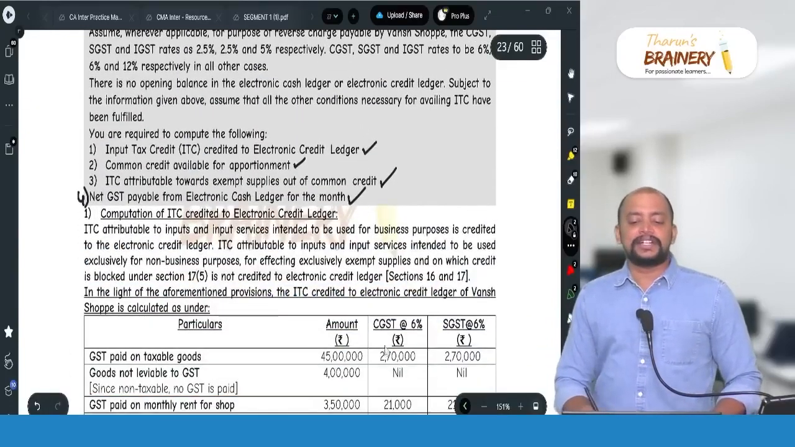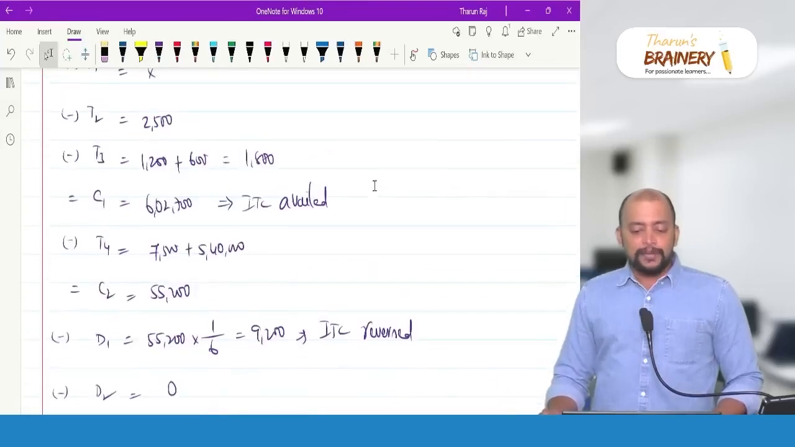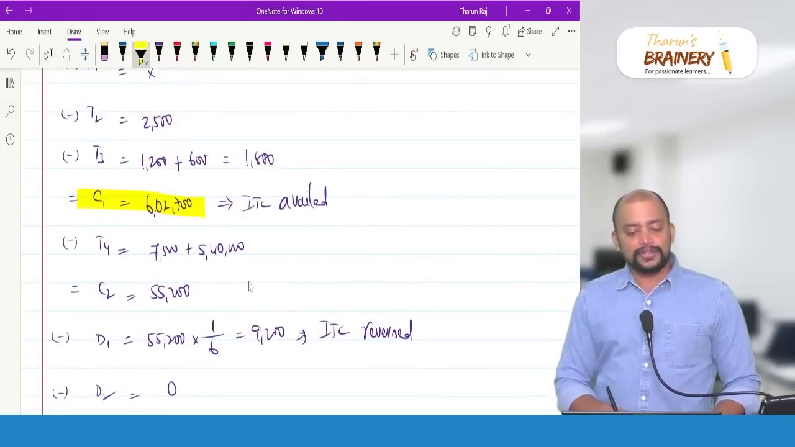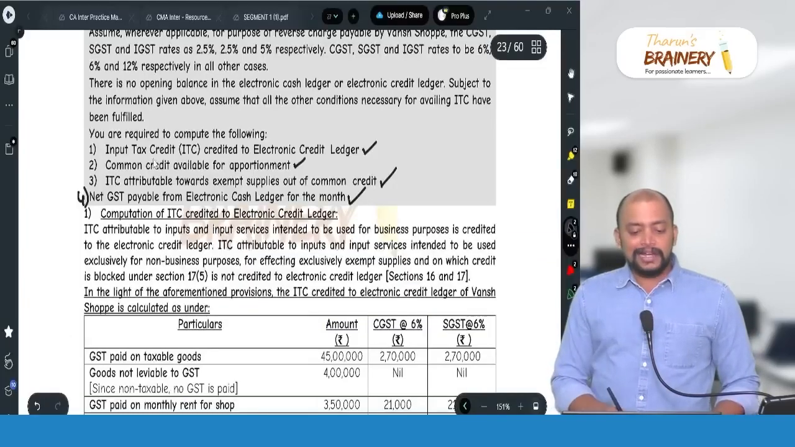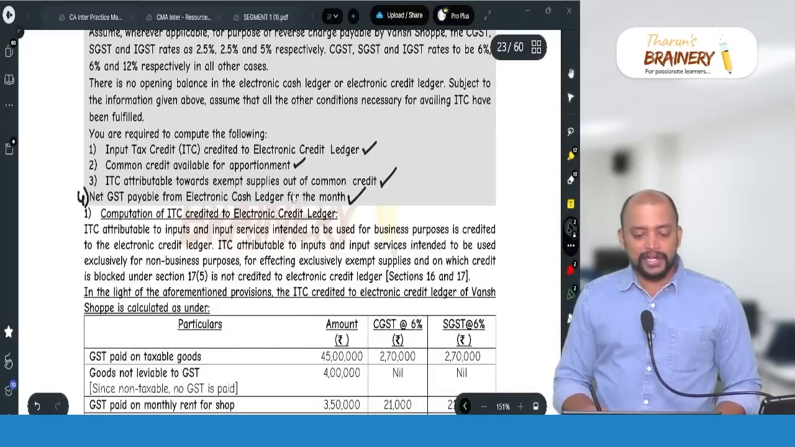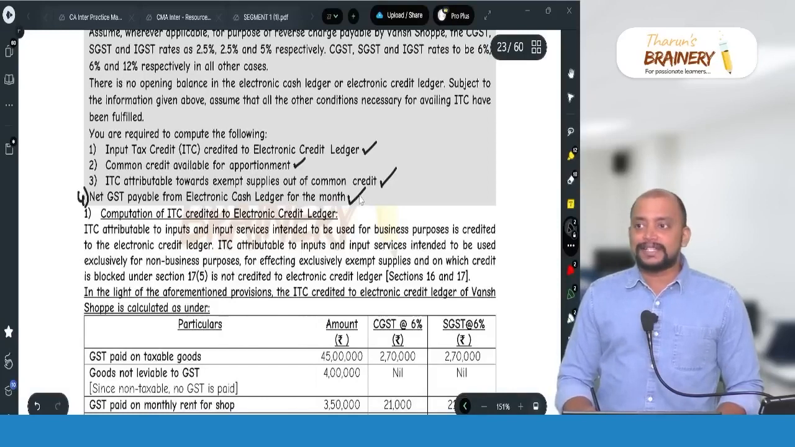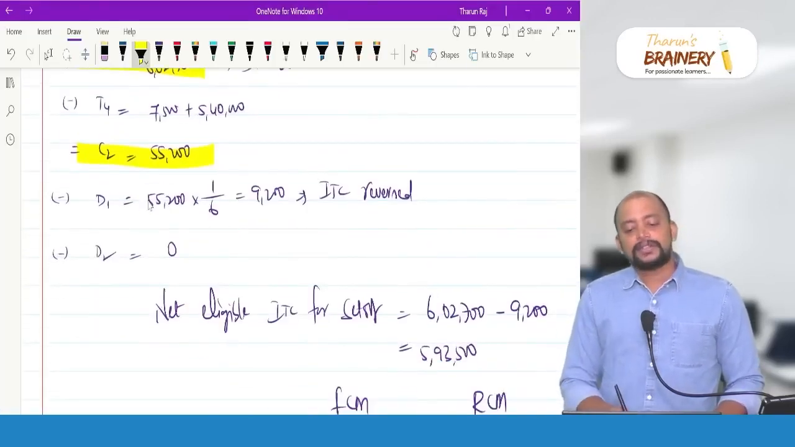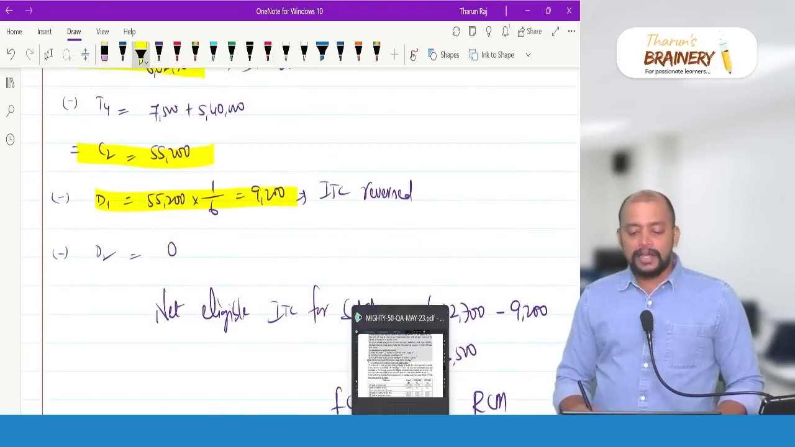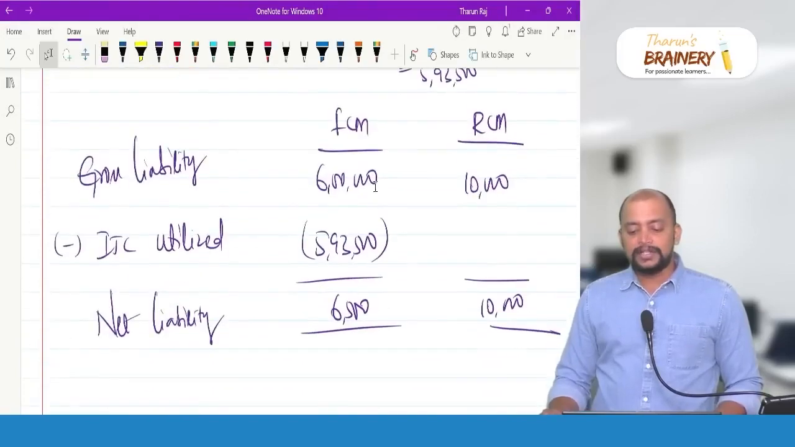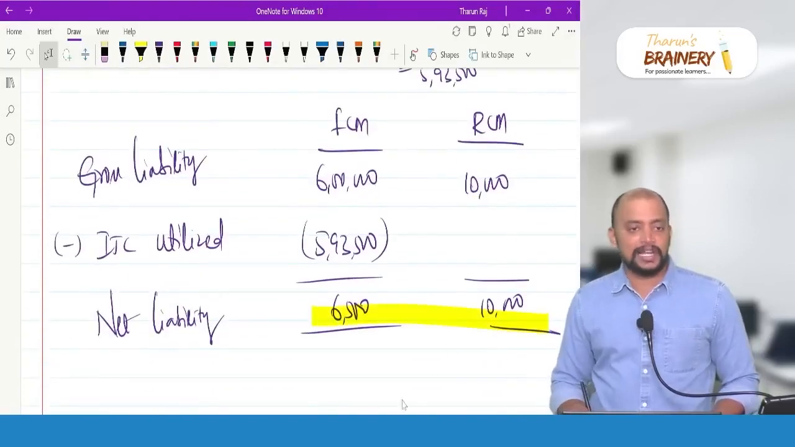Input tax credit credited to electronic credit ledger. Input tax credit credited to electronic credit ledger is 6,02,700. Then common credit available for apportionment is 55,200. And next question, ITC attributable towards exempted supplies out of common credit. So that is how much you reverse. So 9,200. And thereafter, finally, net GST payable. So that is this. This is the net GST liability.